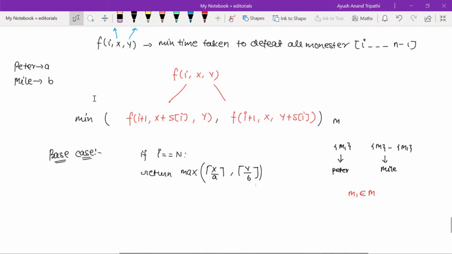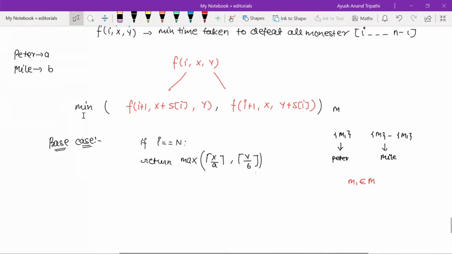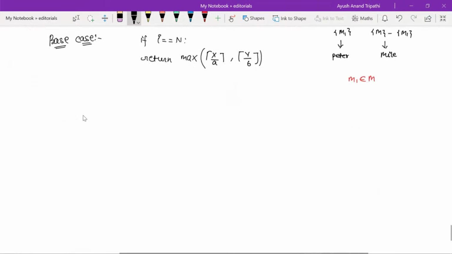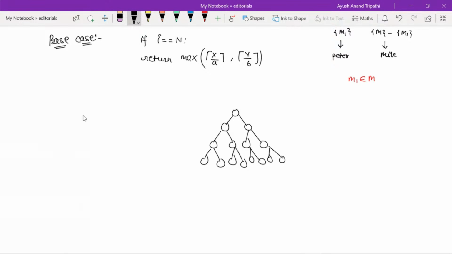And now what is the time complexity? The time complexity for this recursive solution is 2 power n. And why 2 power n? Because for every index we have two options. So it's kind of a complete binary tree, where every node has two children. So the time complexity for this recursive solution is exponential, 2 power n, and this solution would definitely not pass.